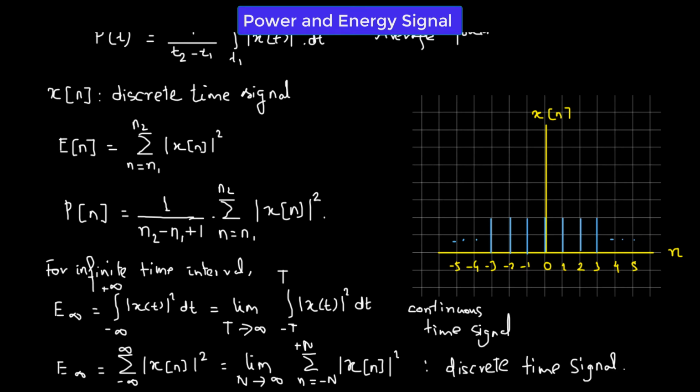However, we have to be a little bit careful whenever we are calculating the energy. For some particular values of x of t or x of n, this integration must converge, because in certain cases the integration does not converge, and that would mean we'll have to move on to the average power value. Whenever the energy of a signal is infinity, that means the integral is not converging, then we have to consider the average power of the signal.